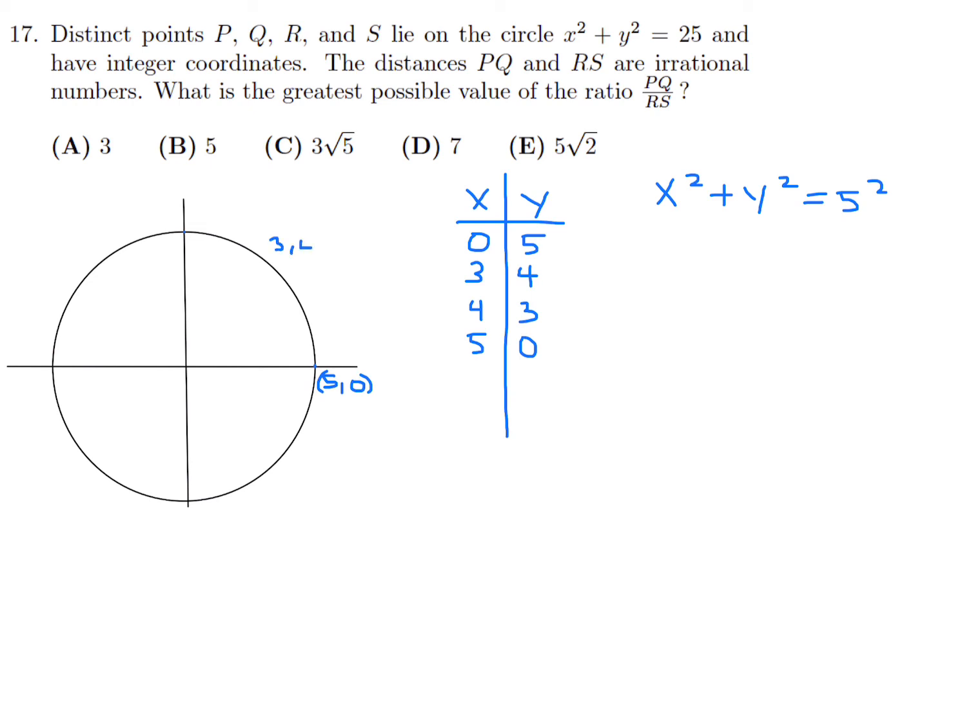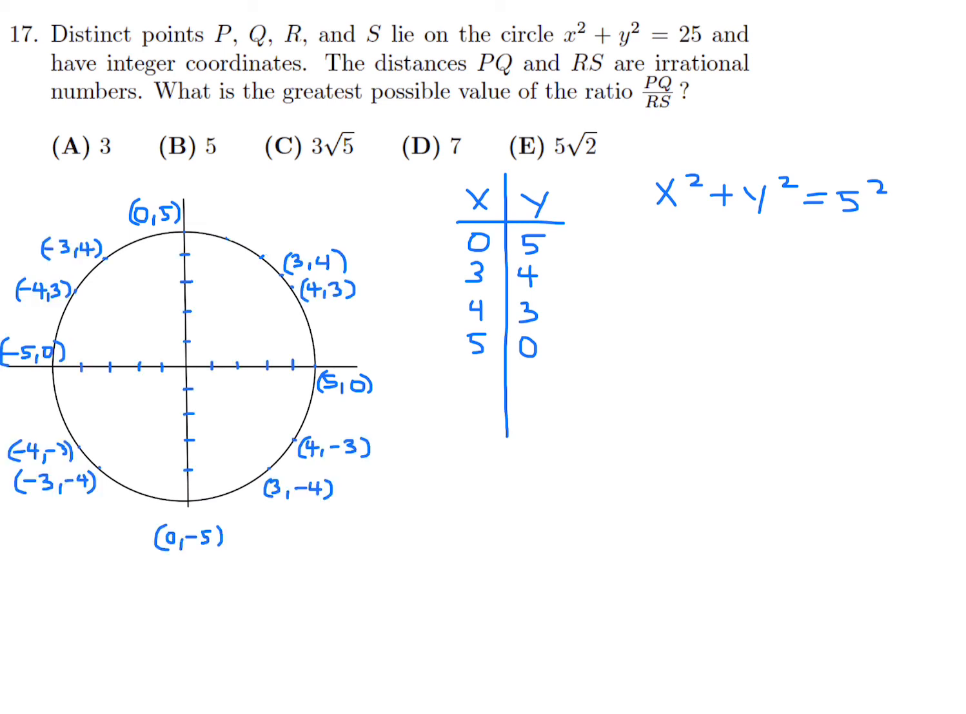It doesn't have to be a masterpiece, just label it: 5, 0, 3, 4, 4, 3, and again back to 0, 5. So those are the only integer points in that quadrant, and then you keep going all the way around and get very similar points. You label all the points across the circumference of the circle.